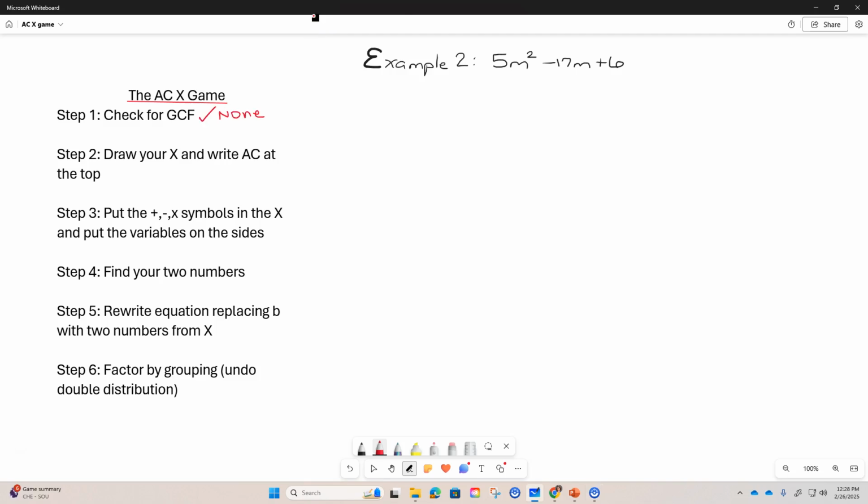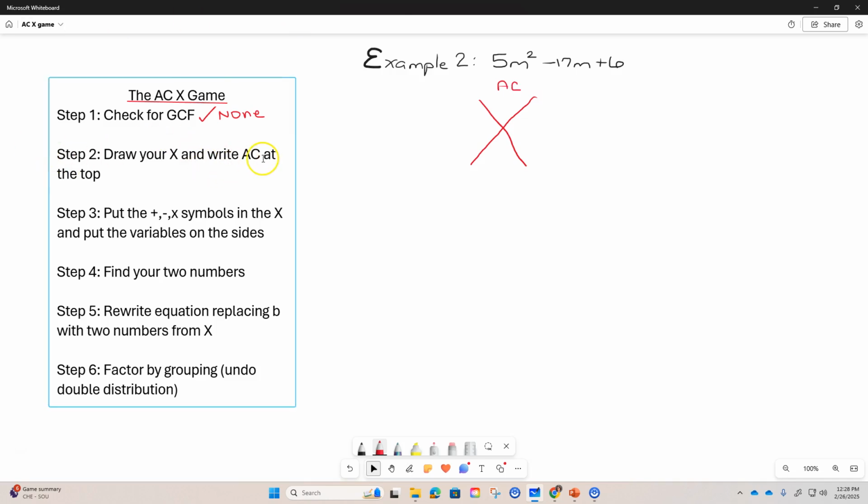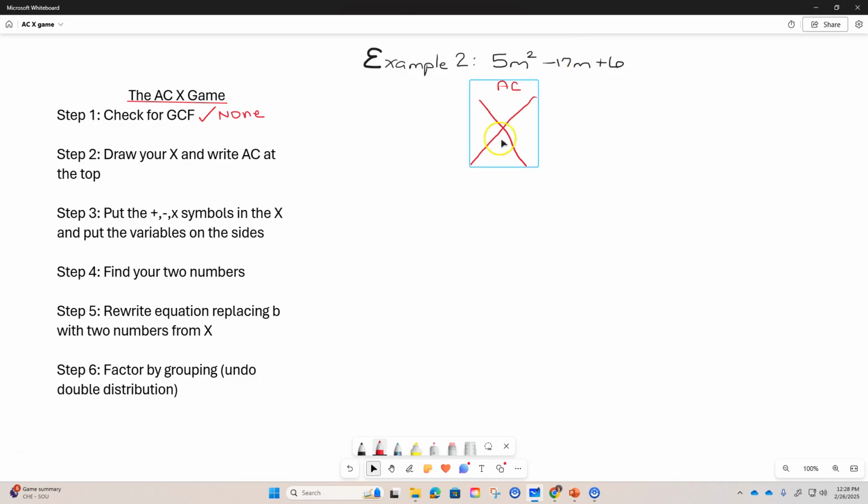There is no GCF. The next thing you do is you draw your X, because we are playing the X game. And at the top, put AC. That's what it says. Draw your X and write AC at the top. Then we're going to use the symbols that we see here. We're going to fill those in right here because they give us a clue.